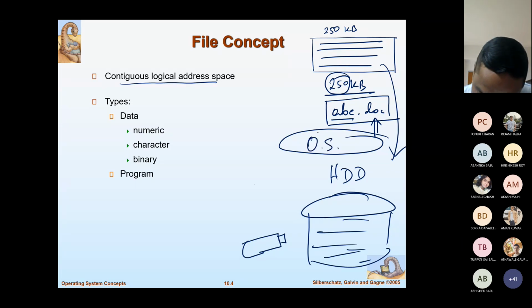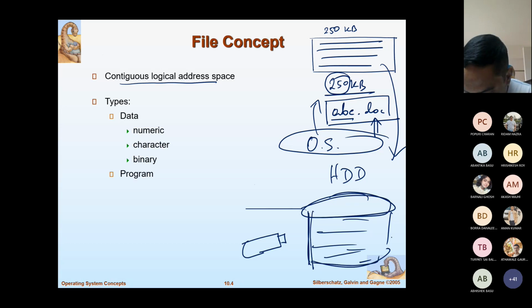So the operating system gives you a virtual feeling that you are storing your file in C drive or D drive or E drive. But all those C drive, D drive, E drive are denoting these low-level hard disks, this electromechanical device.